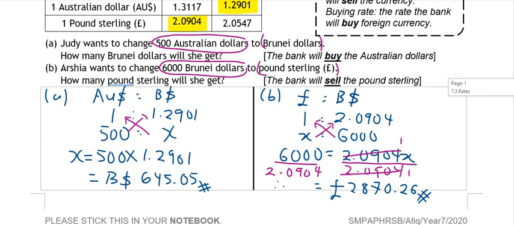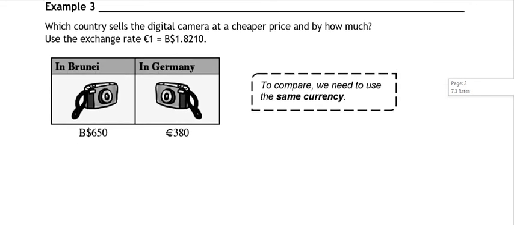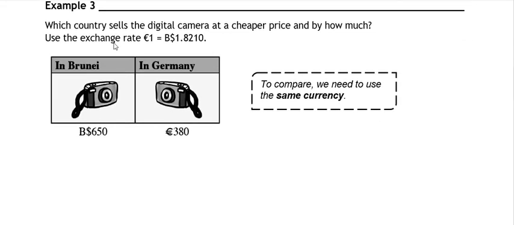Now let's move on to the next example over here. Okay, now example 3. Which country sells the digital camera at a cheaper price and by how much? So here you have to answer two questions. Which country sells at a cheaper price and it is cheaper by how much? So you have to use the exchange rate over here. It's given already for you.